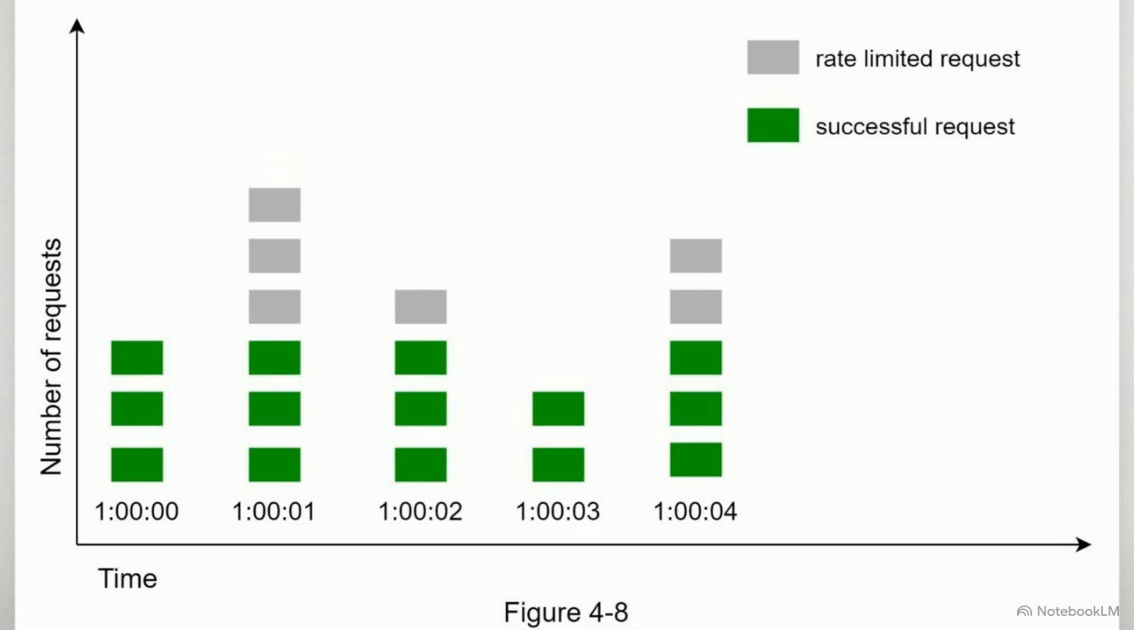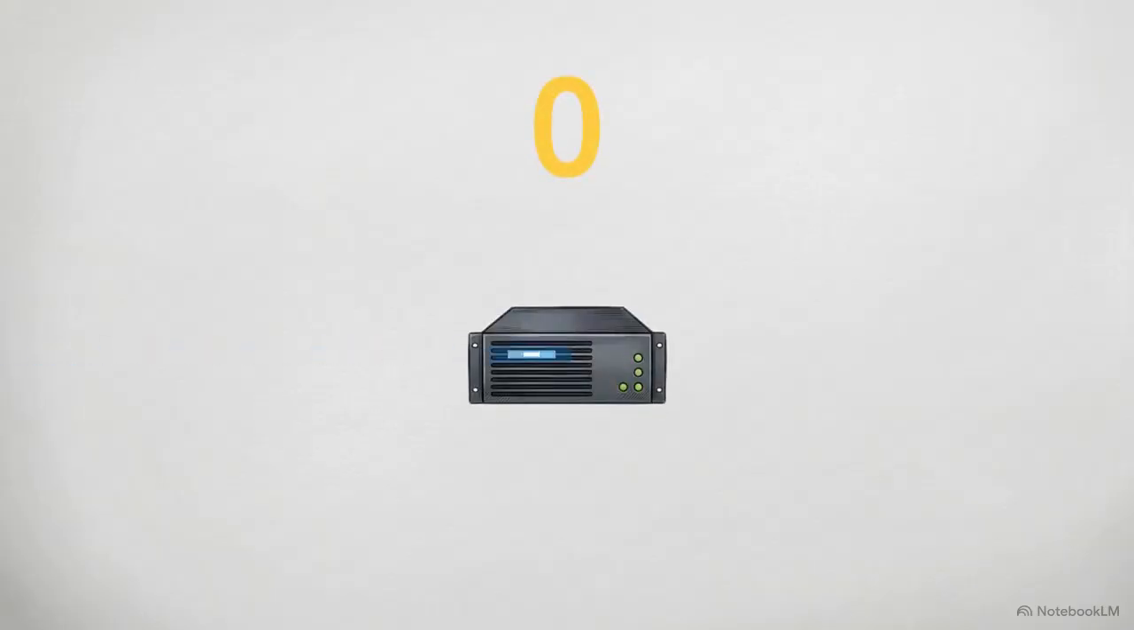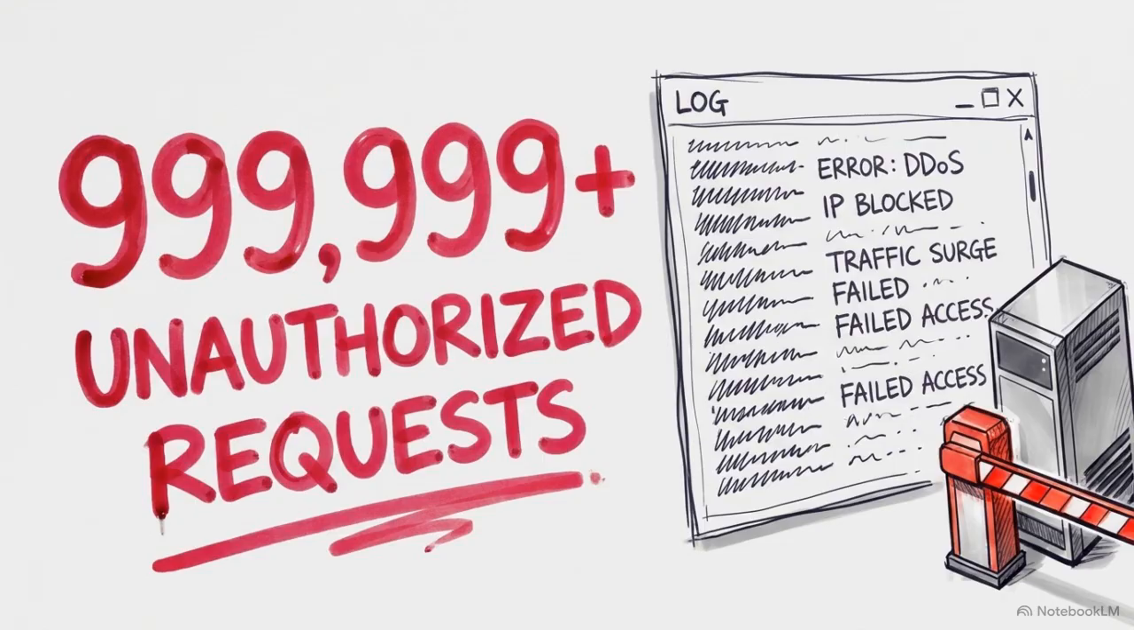The primary advantage of the fixed window is its extreme memory efficiency. The server only needs to hold a single integer in memory for each time block. But its rigid design exposes the system to a severe vulnerability known as the boundary burst problem.